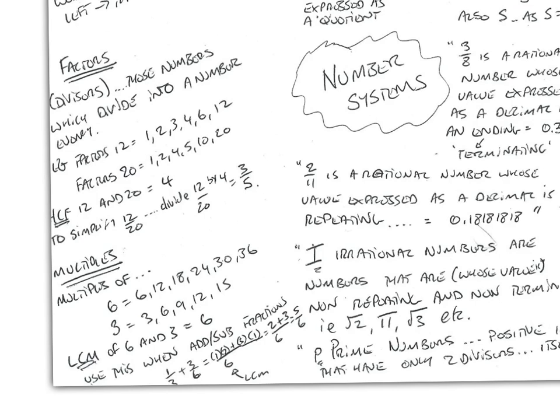Next, let's look at factors. What are factors? Factors, otherwise known as divisors, are those numbers which divide into a number evenly. So the factors of 20 are any numbers that divide into 20 evenly.